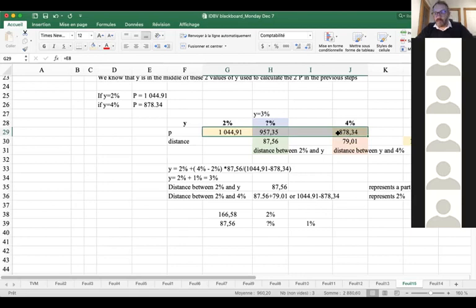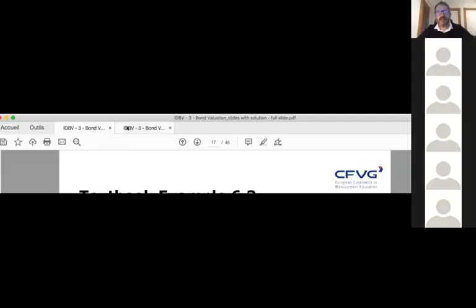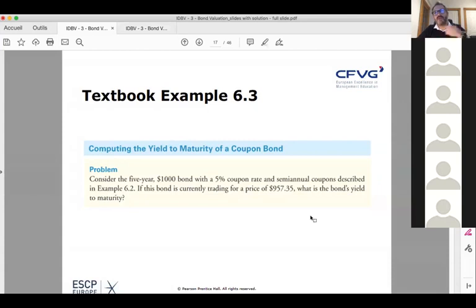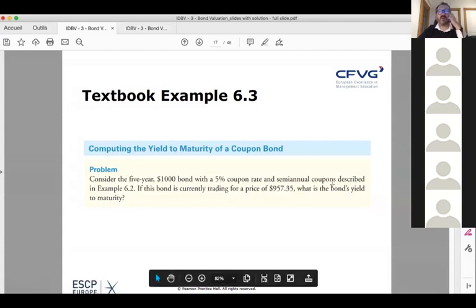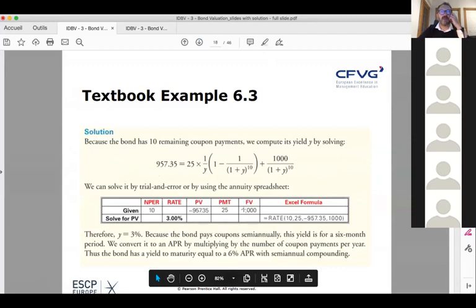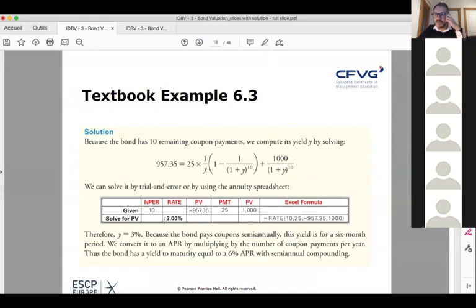So I have a simple question for you now. Let's forget mathematics. Sorry, let's finish the example first. So we go back to what we have in the slides. The question was, what is the bond yield to maturity if the price is 957? So we just found it. We found 3%, right? But do not forget, can I do it like this? Yes, you can.